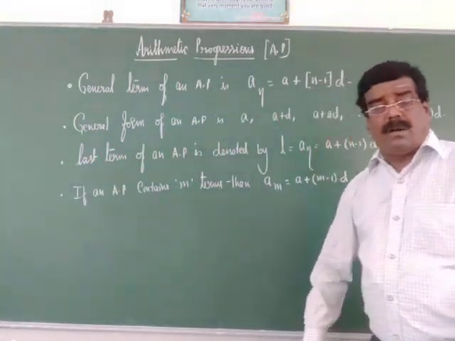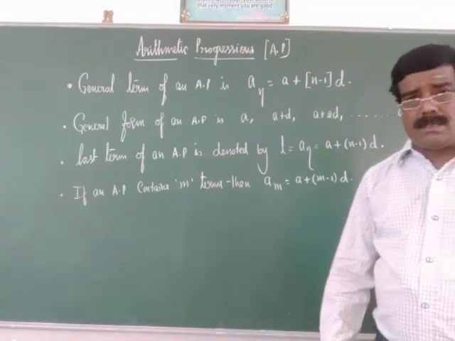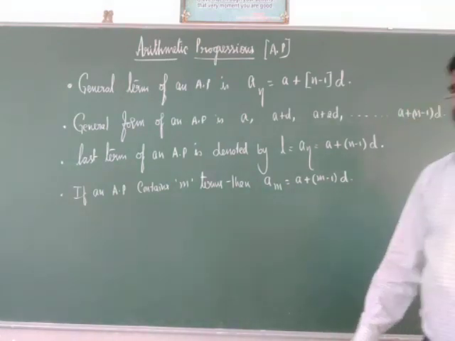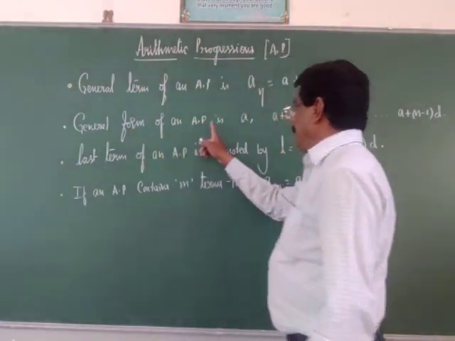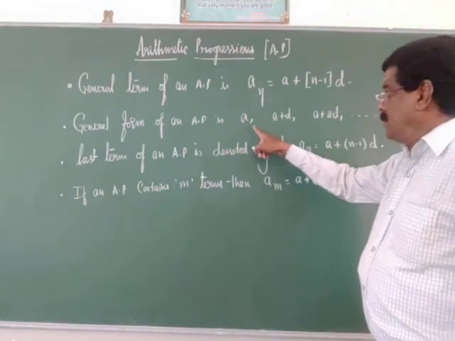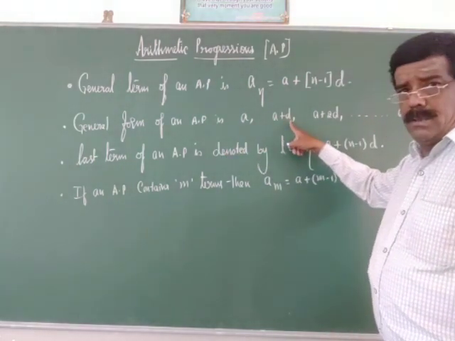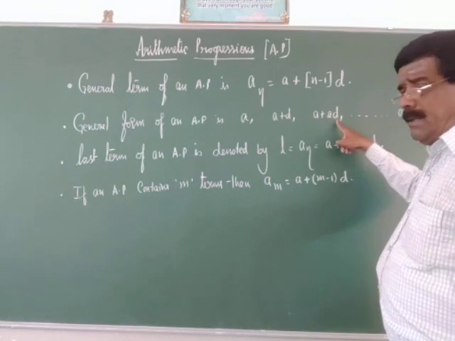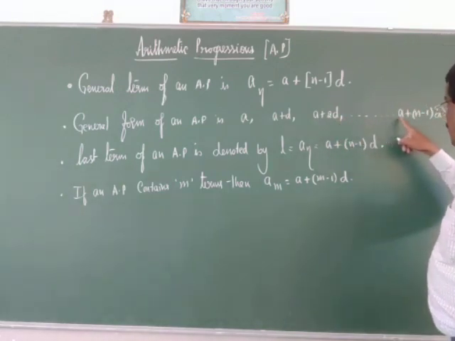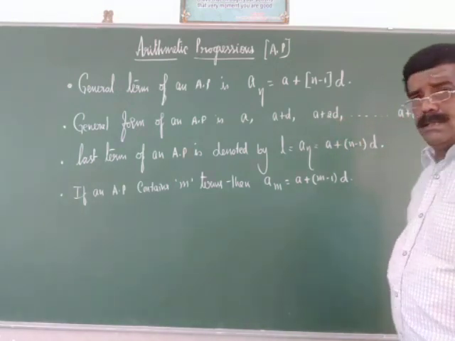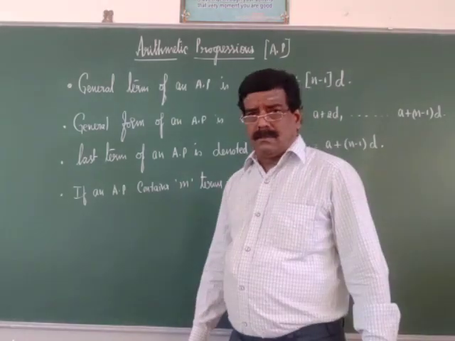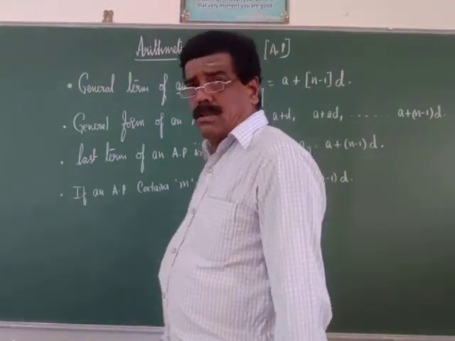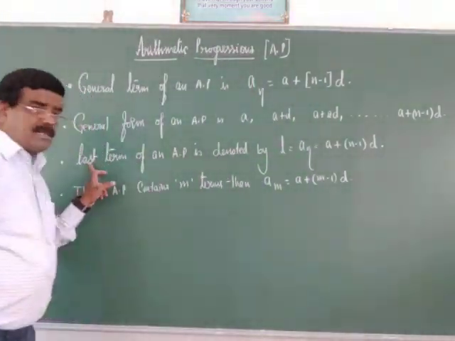See children, general form is different from general term. General form of an AP is a, comma, a plus d, comma, a plus 2d, comma, dot dot dot like that, a plus n minus 1 into d. So the third question is the last term.